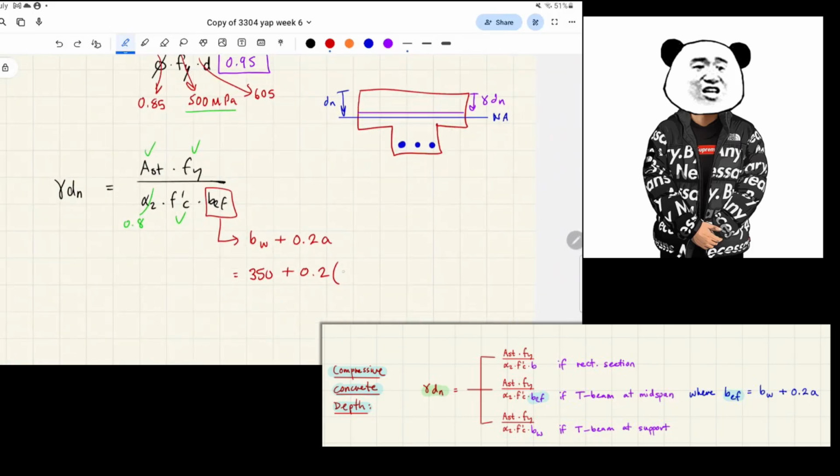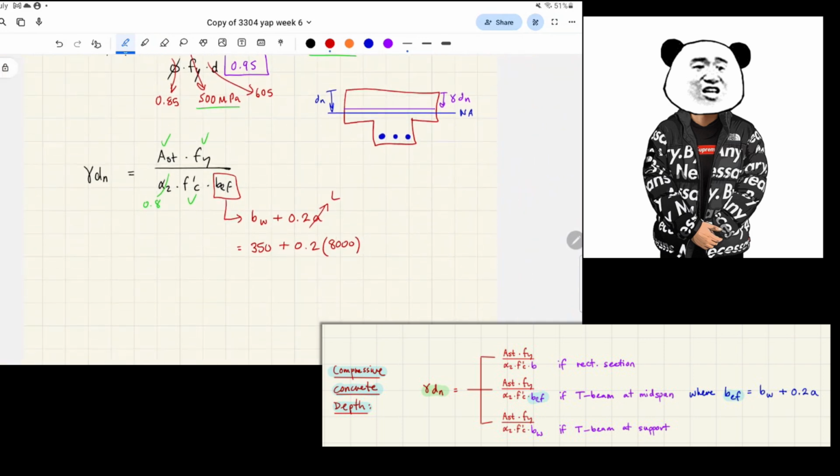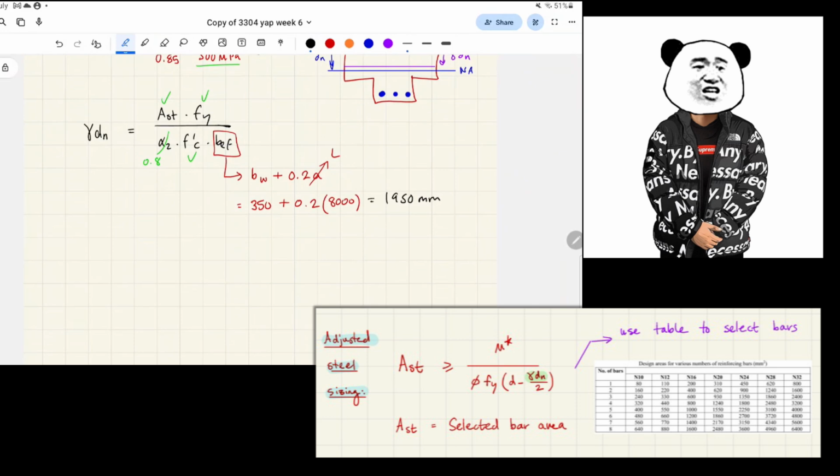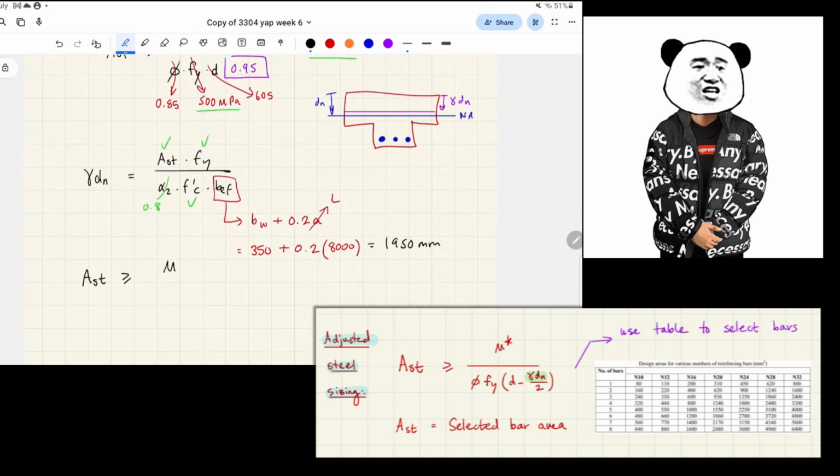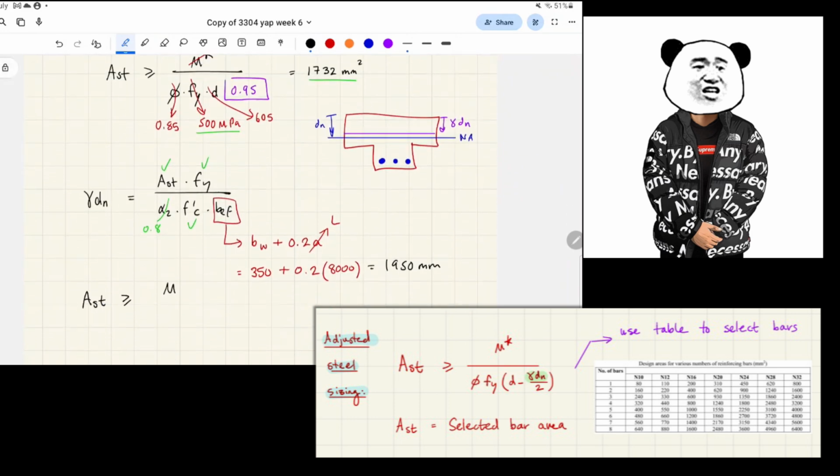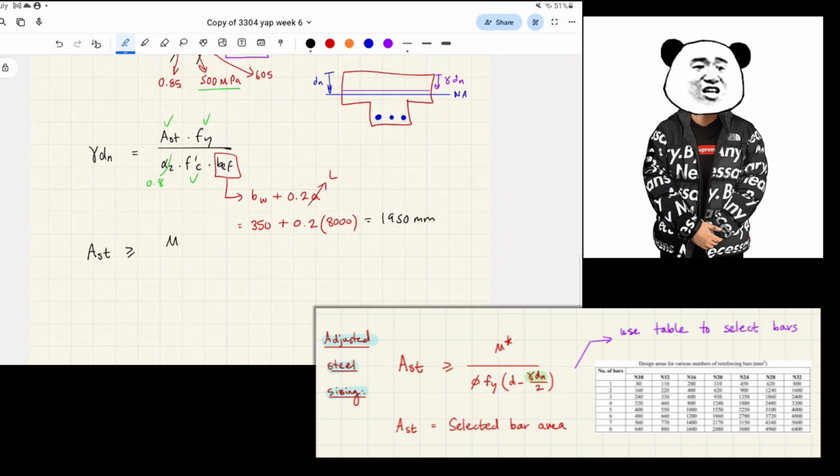Anyway, my point is we take this as 8,000, which is the overall length. Yeah, that gives 1950. Okay. Now we're doing something called the adjusted sizing formula. So we don't use that square anymore. We replace that square with essentially something a bit more accurate, which is to do with the concrete depth.